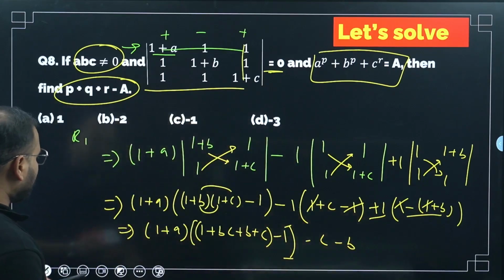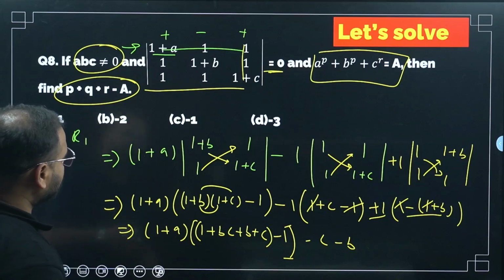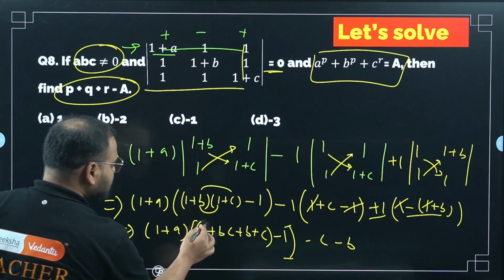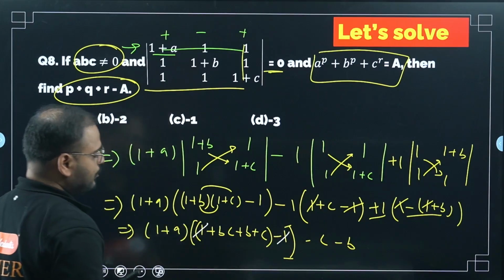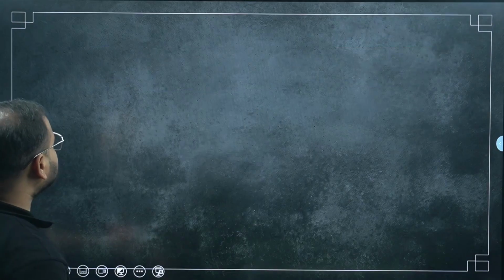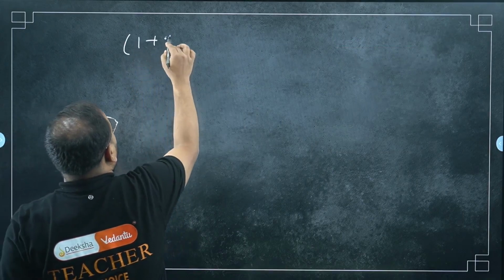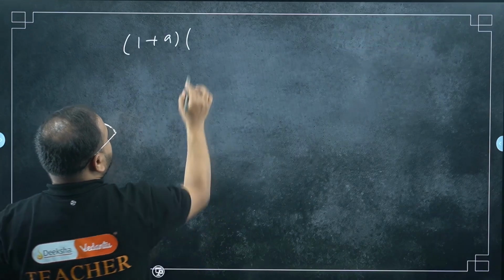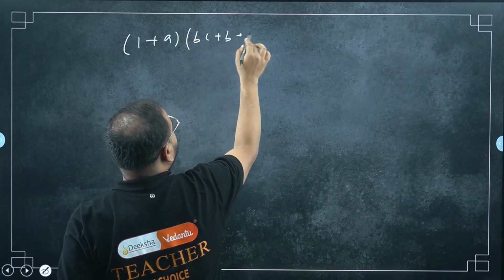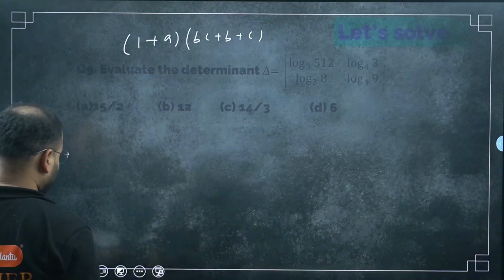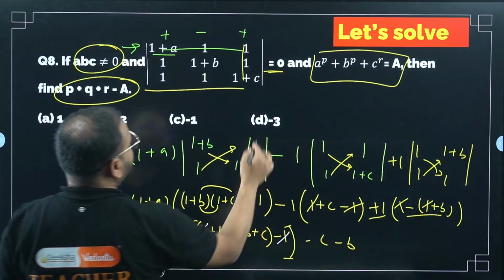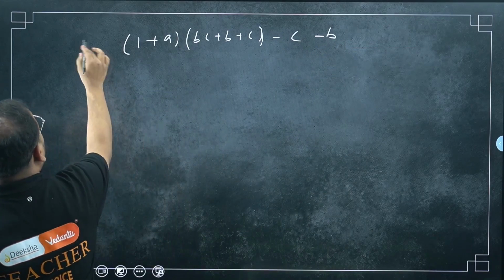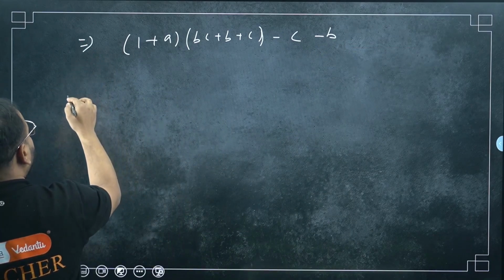Alright, sir. So let me write it again over in the next page. Achha, one more thing. I can cancel it here also. Check here. This positive 1 and this negative 1 will cancel, okay? So I will have 1 plus a times of bc plus b plus c. Sorry. Minus c minus b, okay? This is the matrix that we took, the determinant we took.